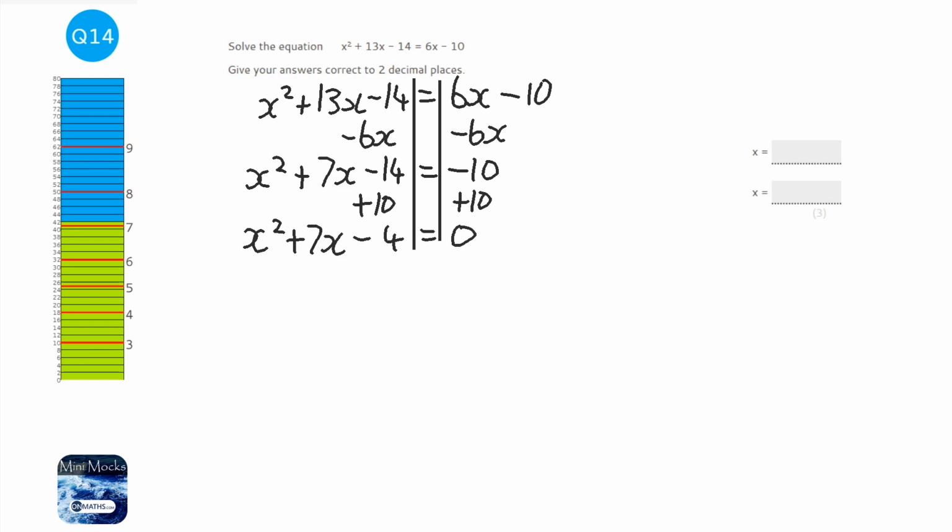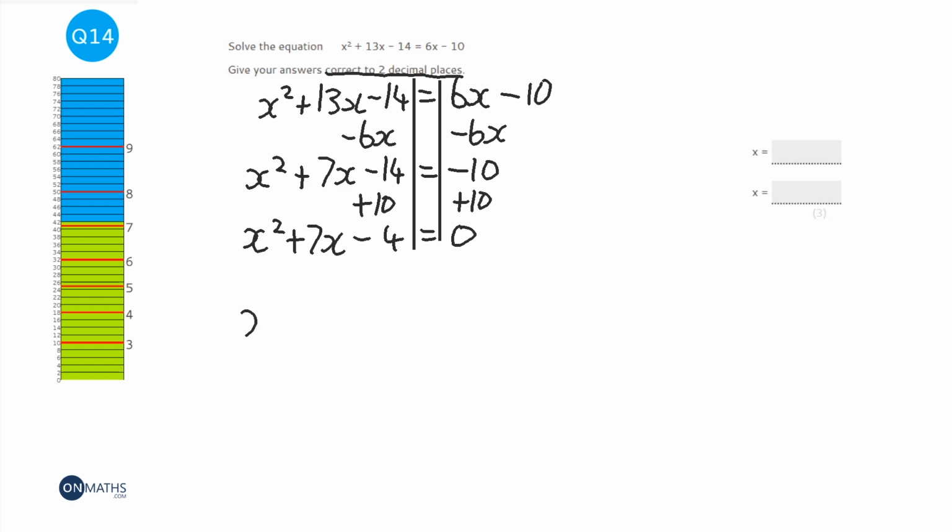Now the first thing I do is look at it and go, can I factorise it? Well, given the fact that it wants an answer correct to 2 decimal places, that's a bit of a hint that you're not going to be able to factorise it. Because when you factorise it, you'll normally end up with a much nicer number. And if the coefficient of x squared is 1, you'll end up with an integer. So we're going to have to use the quadratic formula. There are other methods, but the most common one is the quadratic formula, so that's what I'm going to do.